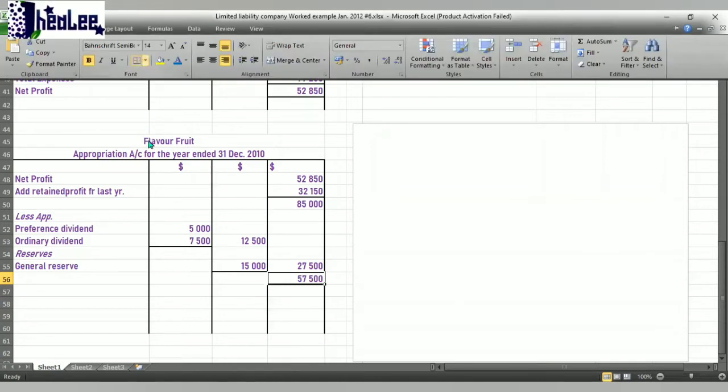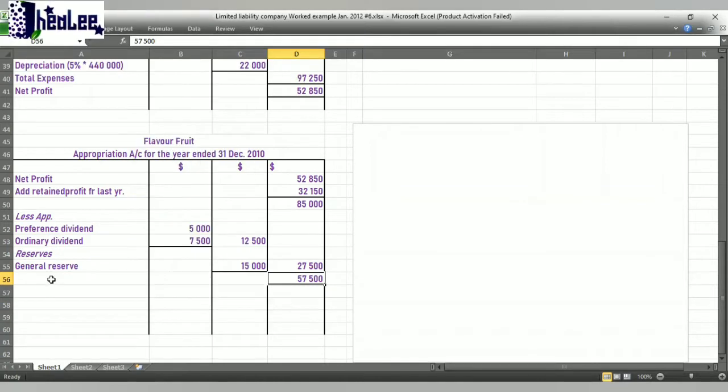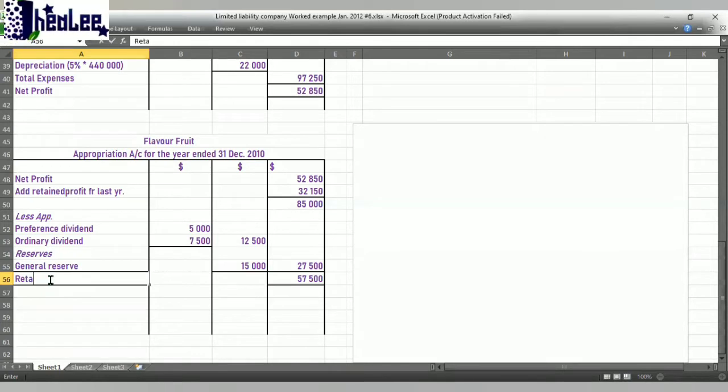This 57,500 is referred to as our retained profit carried forward to next year. Okay, so that profit is reserved in the business for the next year. The retained profit carried forward to next year is also a reserve. When you go to your balance sheet in your equity and reserve section, that should be listed there.